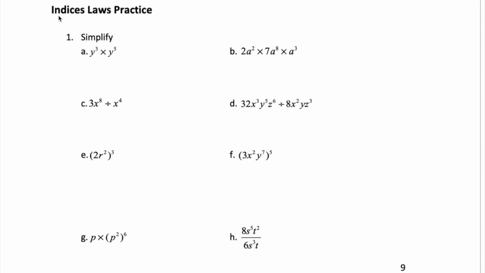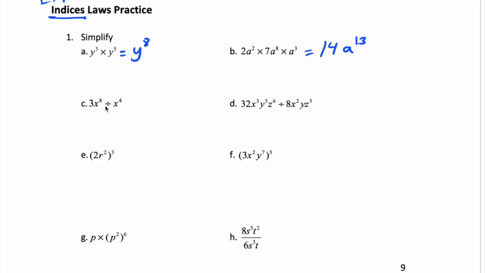Indices is a very British term, also called exponents. Okay, so basic exponent laws. When we're multiplying, we add the exponents. In this case, you've got the same base. Now we've got some numbers, 2 and 7. You can multiply those together to give you 14, and for the a's, you add the exponents and you get a to the power of 13. It's as simple as that.